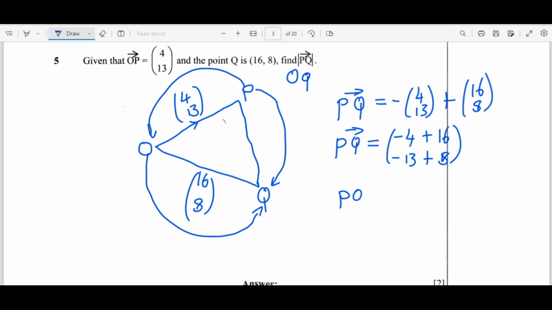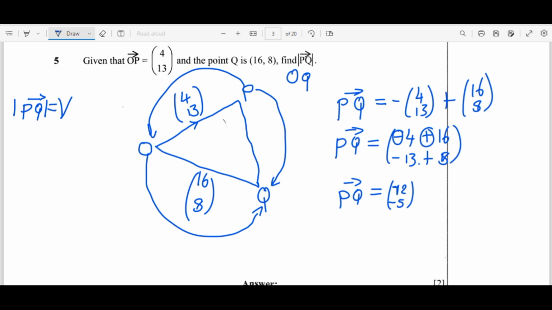So PQ is equal to, different signs, so we are going to subtract. So 16 minus 4 is 12. 13 minus 8 is negative 5. Now this is the vector for PQ, but because of these symbols, it means we need now to find the modulus. So how do you find the modulus?